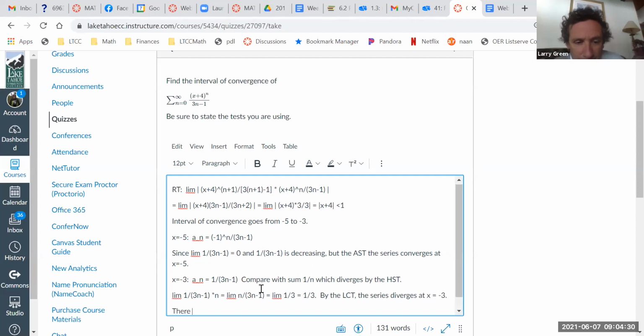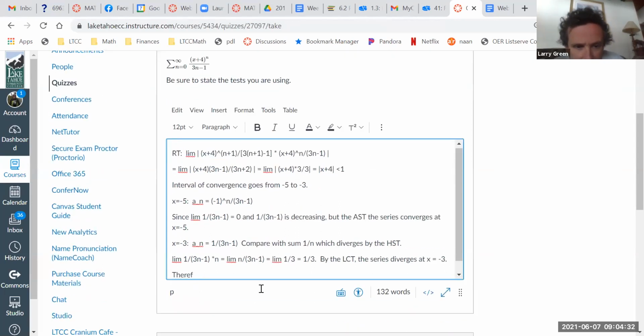So therefore, the interval of convergence is, well, we know that it includes -5. So remember, brackets for inclusion, and it does not include -3. So -3, parentheses for not including.